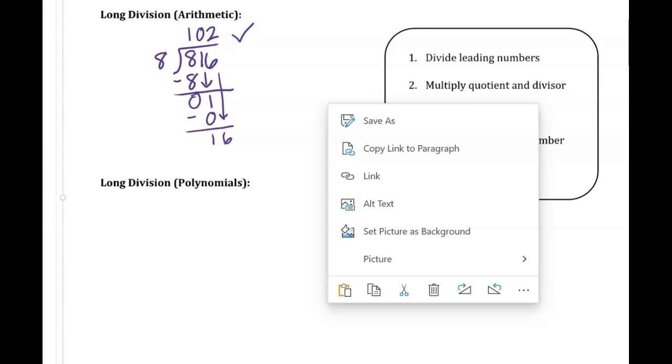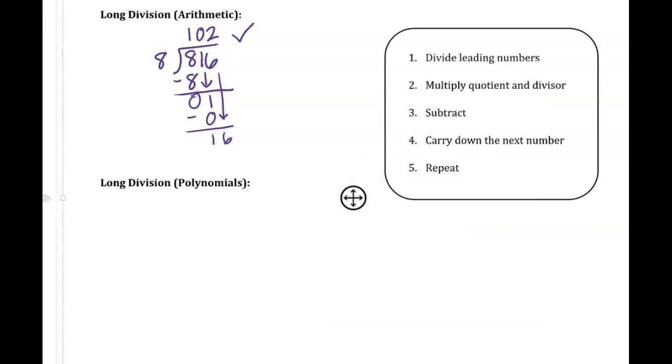Long division with polynomials is very much the same, except obviously it's not numbers, it's polynomials. I don't know why that set of arrows is staying there. That's all right. Maybe if I start writing, it'll go away.